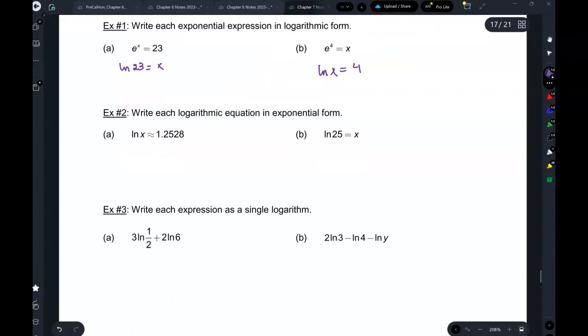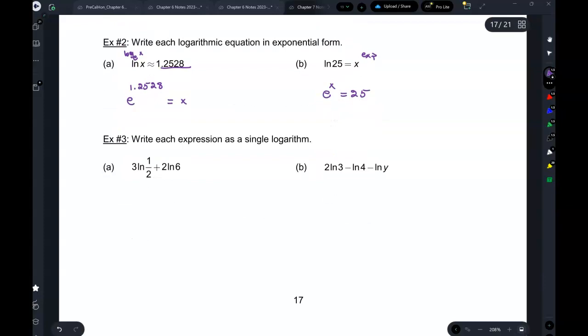Okay. Write each as an exponential form. So take a look here. What you have here is basically log base e of x, right? This is the exponent. Every exponent needs a base. So e to the power of 1.2528 is equal to x. Okay, in this one, what's the exponent in this setup here? x. What's the base then? Nope. e is the base. So e to the x is 25.